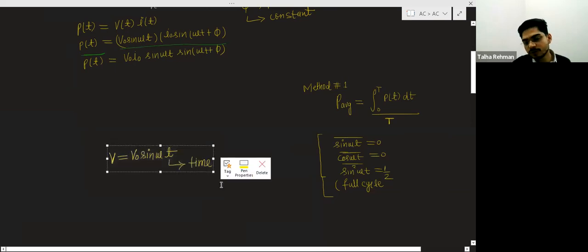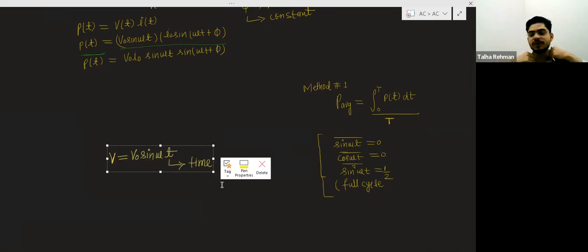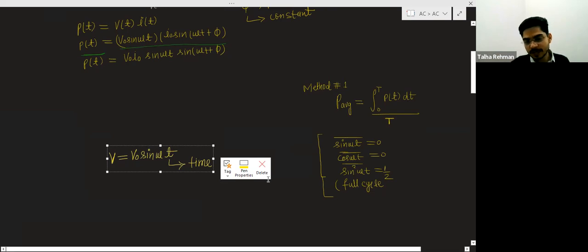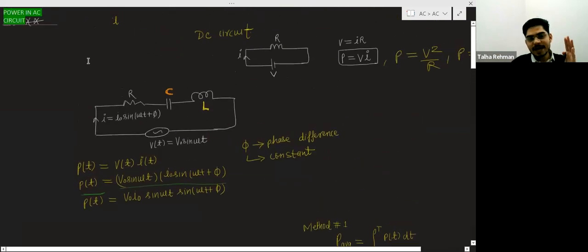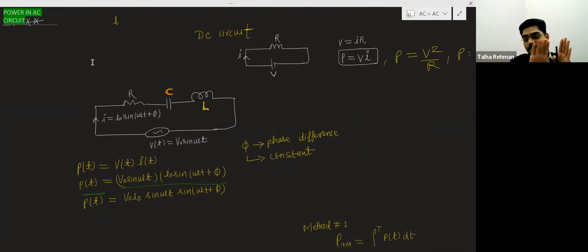So the voltage in alternating circuit or AC circuit changes continuously. So what we do, we calculate the average voltage or root mean square voltage. Okay. So here also we will calculate the average power. Why are we calculating the average power? Because with time the power is changing.